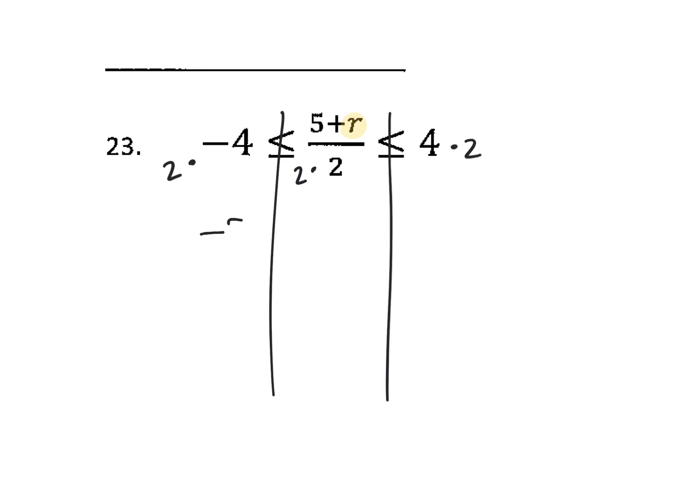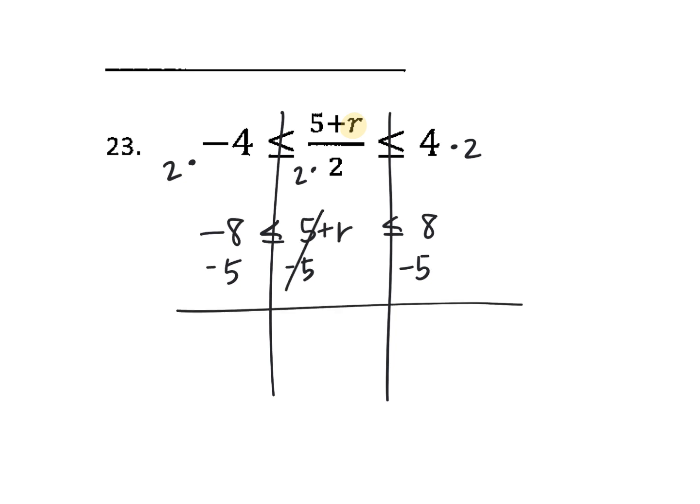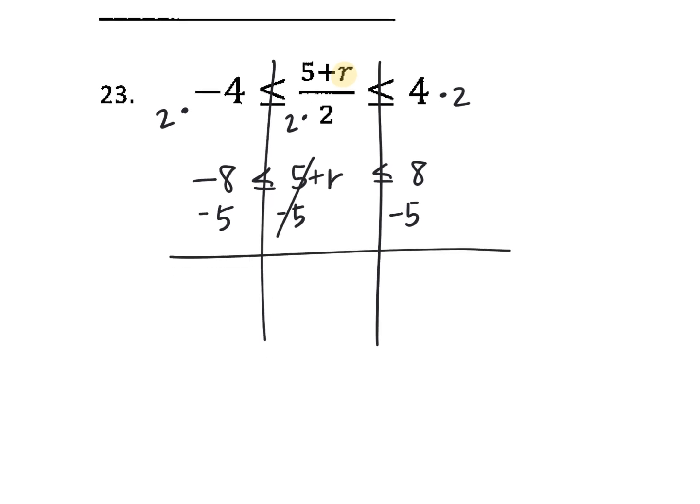And when I do so, I get negative 8 less than or equal to 5 plus r less than or equal to 8. And when I get r by itself in the middle there, 5 is positive, so I'm going to subtract the 5 again from all three sides. And when I do that, I end up with negative 13 is less than or equal to r, which is less than or equal to 3. And that is your final answer.